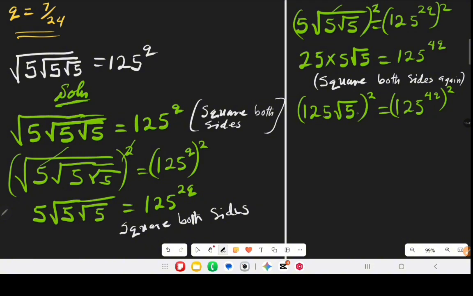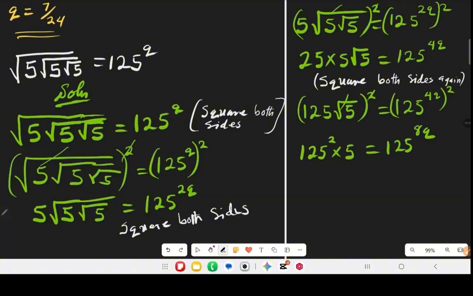125 squared will give us 125 squared. We don't want to square it, it will be very big. We leave it that way. Then square cancels square root, times 5 equal to 125 raised to the power of 8q. When we times the power, 4q times 2 gives us 8q.